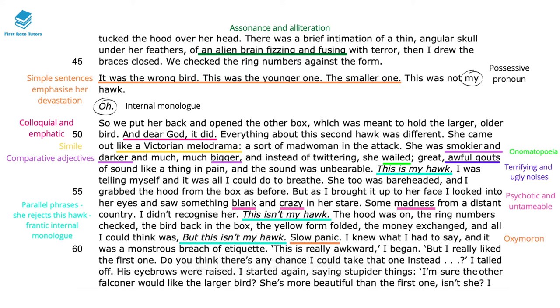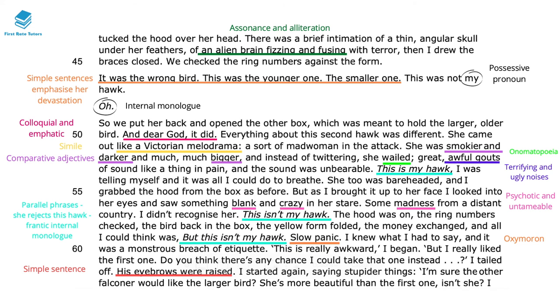Also, there's the oxymoron that she uses, slow panic, because panic is very frantic and sudden, and of course she's feeling the panic growing within her very slowly. And this shows both her mixed emotions, but also how she really does not feel like this is going to be the correct decision, and she doesn't want to live with this hawk. Furthermore, she mentions how, of course, she's going to breach some etiquette here. She's going to breach the standard agreement. If you're a falconer, you've selected your falcon, you should not reject it.